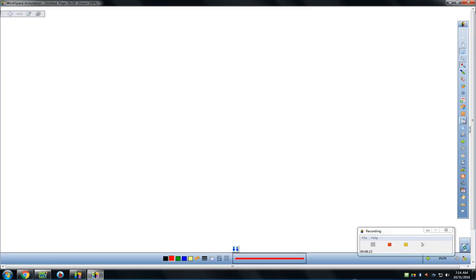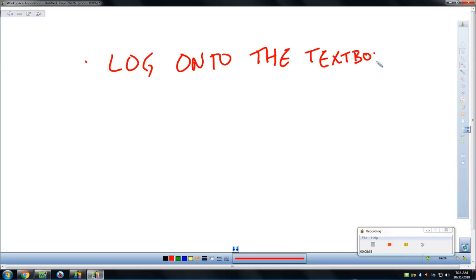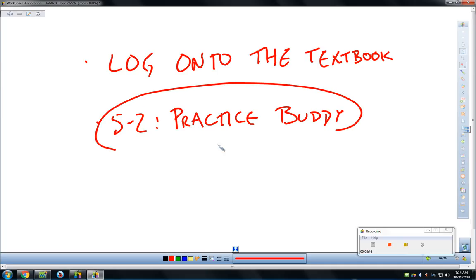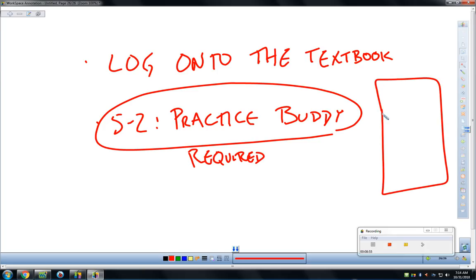Your next steps here are to log onto the textbook and complete the 5.2 practice buddy, which is required for you to complete and submit. If you show work, use a piece of paper with your name in the top left-hand corner, put what you're working on, and show your work. And have a great day.